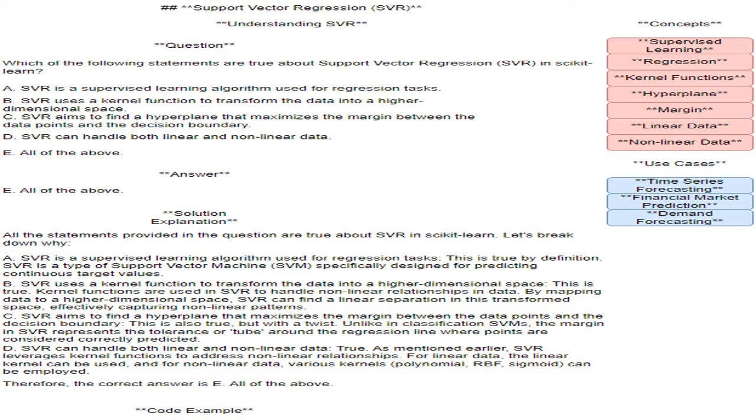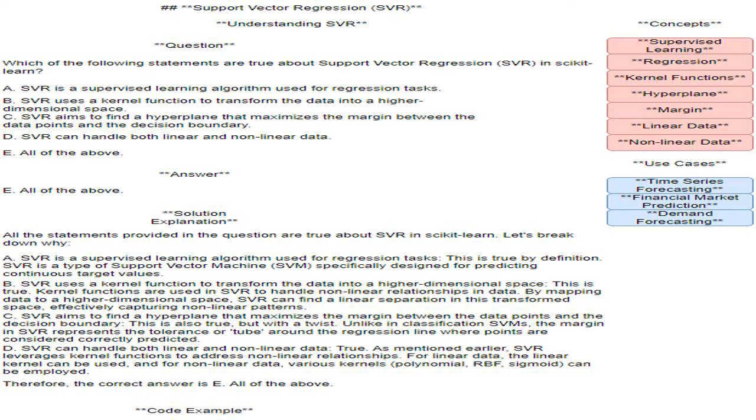Financial market prediction. Demand forecasting: predicting future demand for products or services. This helps businesses plan production, inventory management, and marketing strategies. Demand forecasting. 1, 2, 2, 4, 3, 6, 4, 8. Let's consider a simple example where we want to predict the value of y based on x.